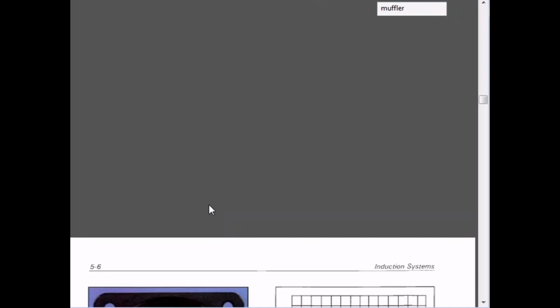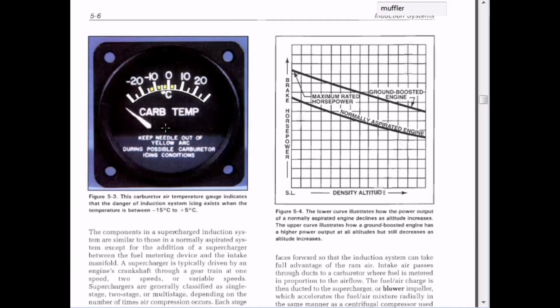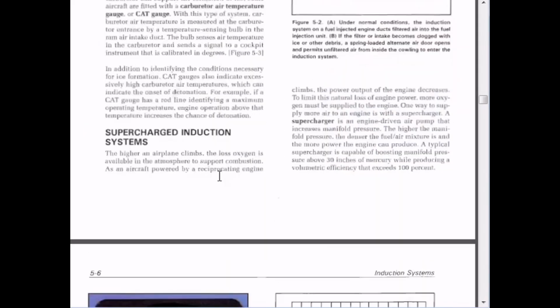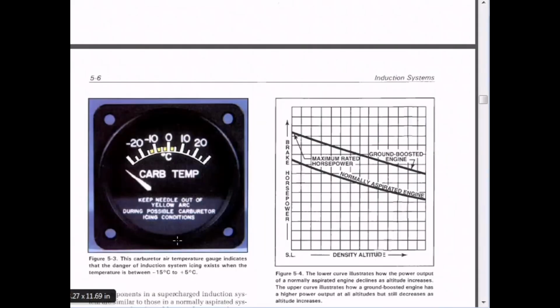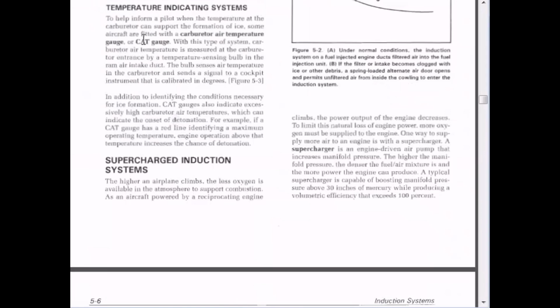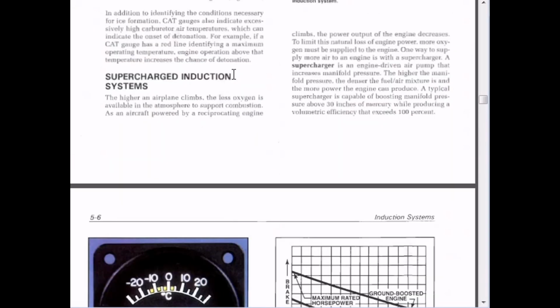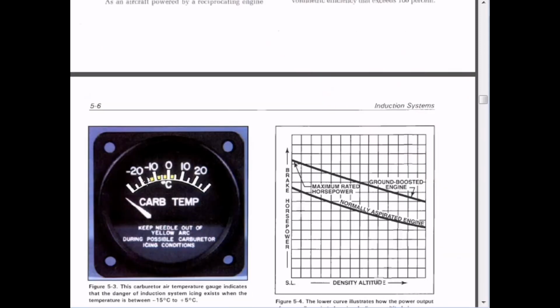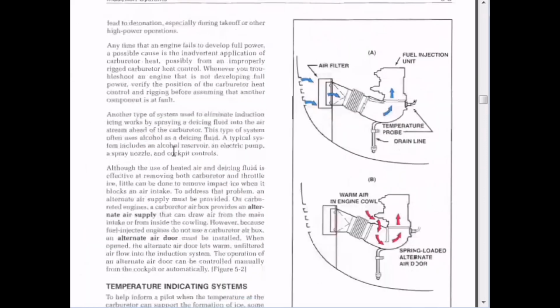Temperature indicating system. Inilah dia. Carburetor temperature ni. This is the CAT gauge. Carburetor air temperature gauge. So dia akan bagi warning at 5 Celsius to -15 lah. Ini untuk jenis aircraft ni. Kalau lain aircraft, lain dia punya indicating system dia. So it depends on the aircraft and the function.